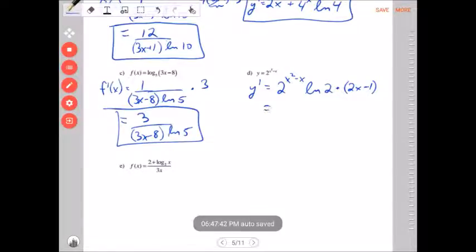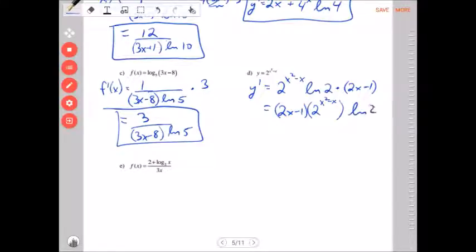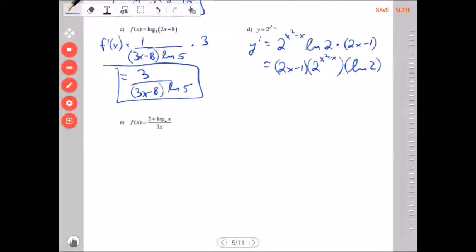If we really want, we can do some rearranging. So 2x minus 1 times 2 to the x squared minus x times ln 2. So that's our derivative of d.